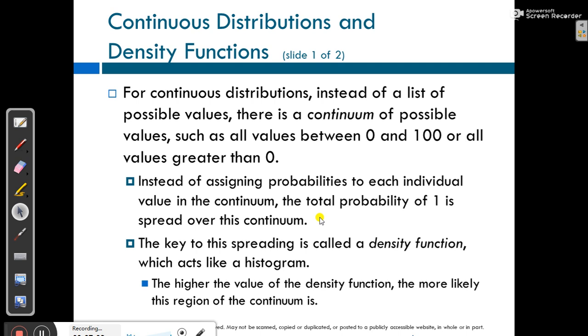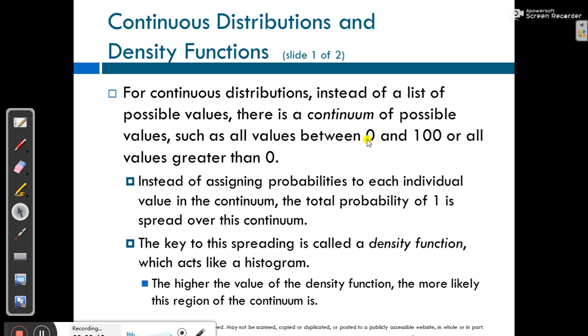But a histogram is basically a discrete type of behavior, while a density function provides the same kind of concept as a histogram, but as a spreading. The higher the value of the density function, the more likely that region of the continuum is. Suppose for values between 0 and 100, in the range of 40 to 50 the density function is high. Then we can say that in that region the number of values is higher, or the events occurring in that range are more likely. So the higher the value of the density function, the more likely that region of the continuum is.